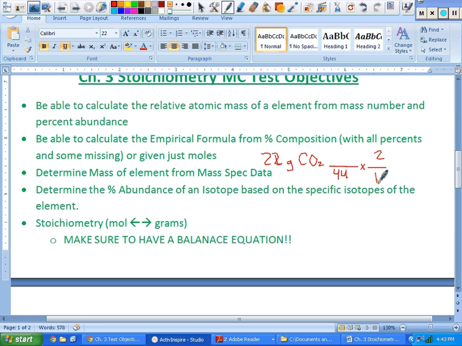Here's the big one. Determine the mass of the element from the mass spec. How can you determine the mass? The percent abundance. Which one will be closest to the actual mass? The highest peak. Right? The highest peak. Determine the percent abundance of an isotope based on specific isotopes in the element.